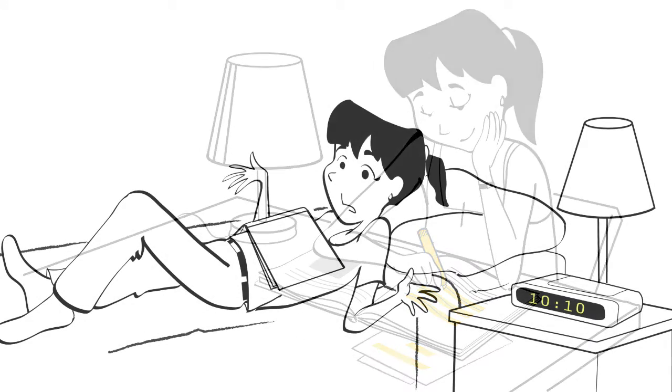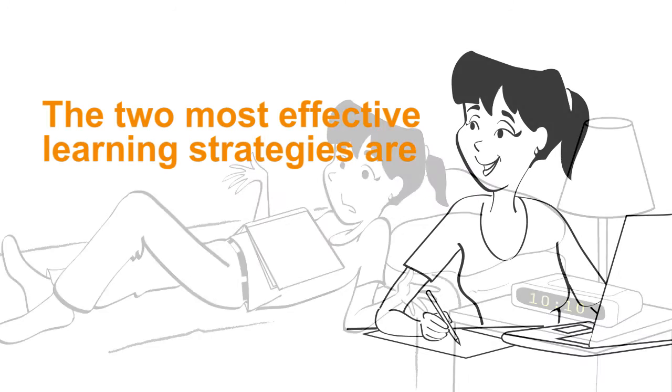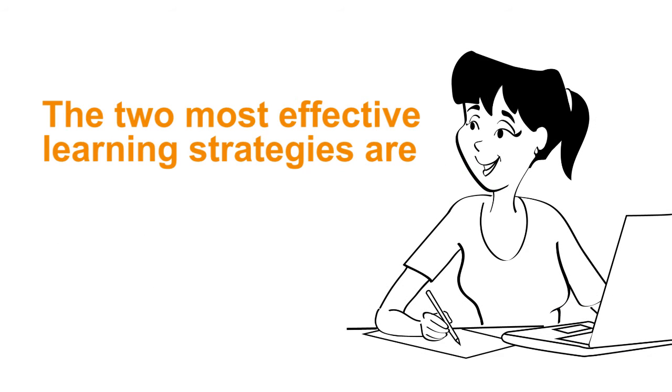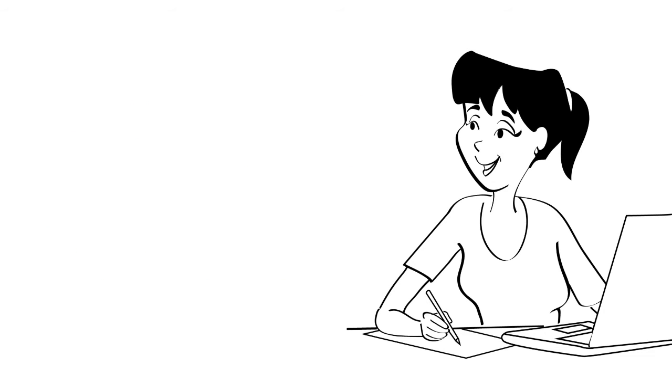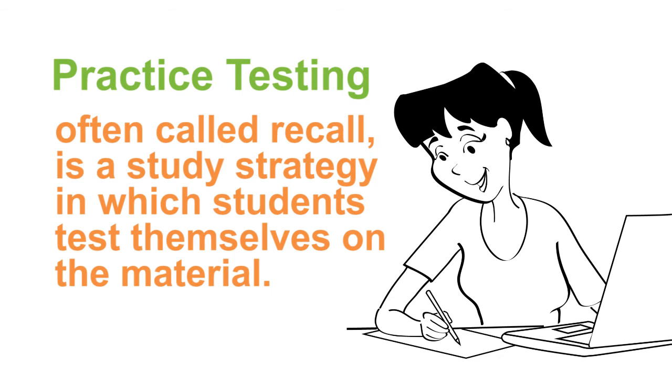So what can Ruby do to improve learning? The two most effective learning strategies are practice testing and distributive practice. Practice testing, often called recall, is a study strategy in which students test themselves on the material.